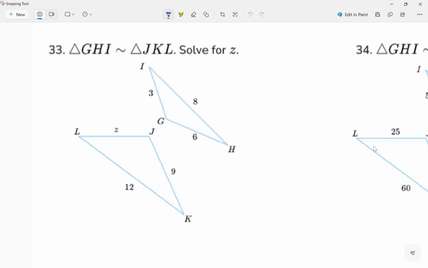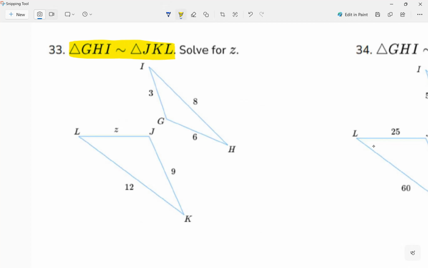I see here two triangles. The triangle GHI, the one on the top, I see the three sides. The measurements are 3, 6, and 8. And I see the triangle JKL, the other triangle, with measurements Z, 9, and 12. I am told to begin with that triangle GHI is similar to triangle JKL. As soon as that is said, I know the angles are equal and the sides are proportional. And then my assignment is to solve for Z.